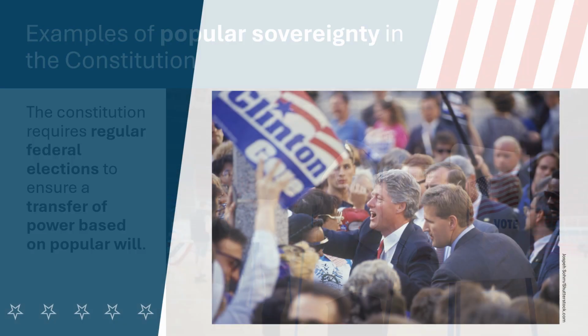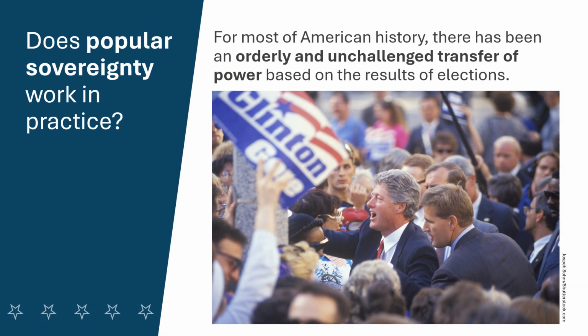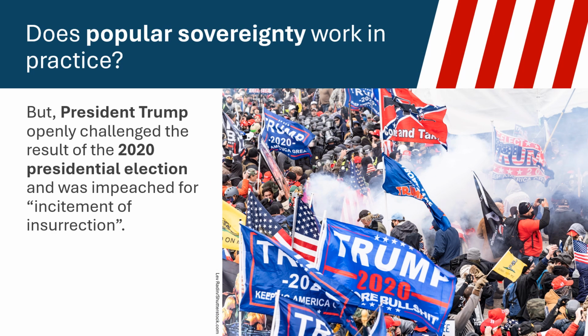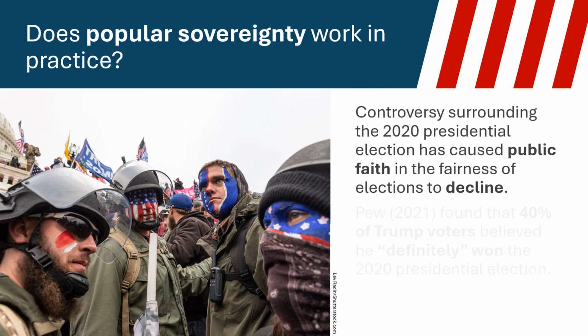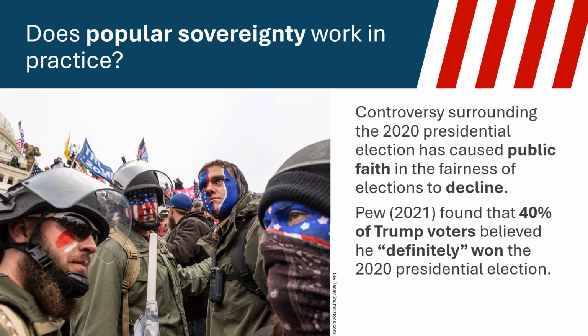Does popular sovereignty work in practice? For most of American history, there has been an orderly and unchallenged transfer of power based on the results of elections. However, President Trump openly challenged the result of the 2020 presidential election and was later impeached for incitement of insurrection. Furthermore, controversy surrounding the 2020 presidential election has caused public faith in the fairness of elections to decline. According to Pew, 40% of Trump voters believed he definitely won the 2020 presidential election.